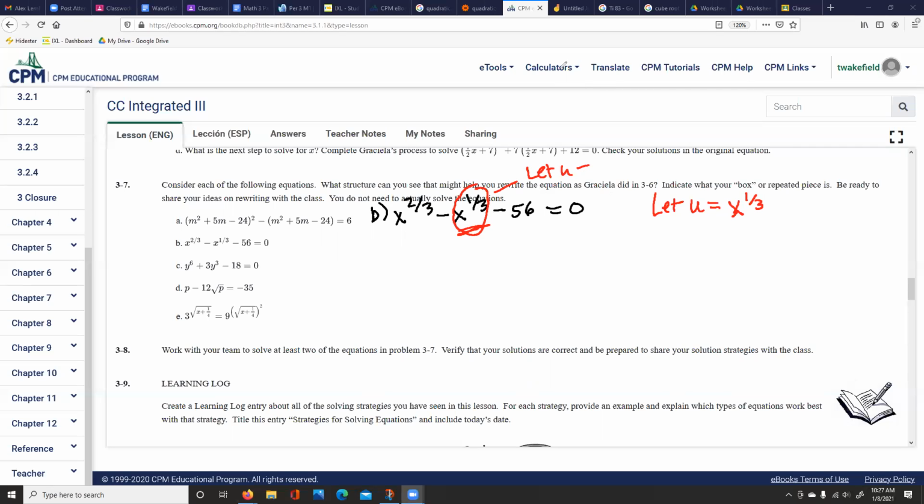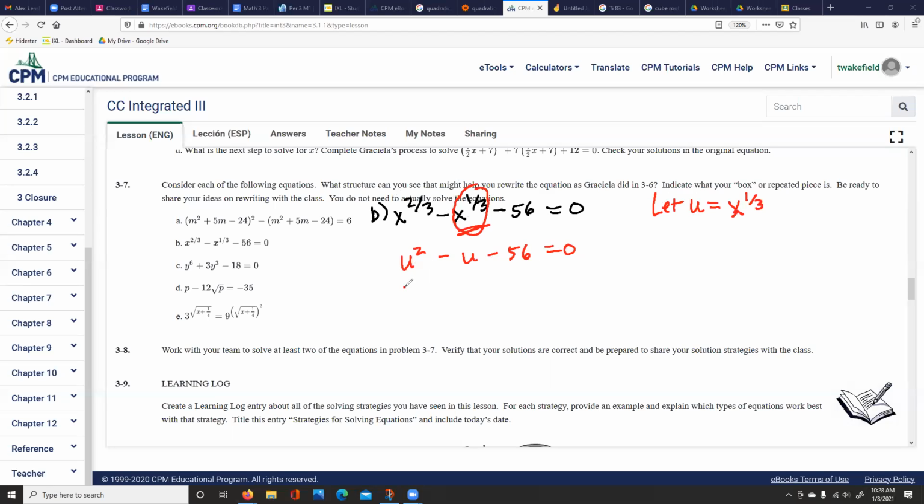Okay. So what that does for us is this. Undo all that. So it does this. We can let this be U squared minus U minus 56 equals 0. So the x to the 1/3, when we take that out, that just leaves us with U squared minus U minus 56. And this looks a lot nicer, right? When we use U substitution.